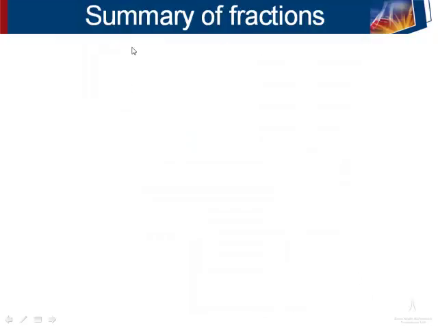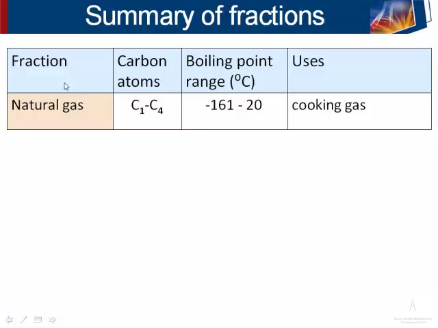We now present a summary of the fractions in the fractional distillation process. Starting at the top of the column, the natural gas, which is C1 to C4 carbon chain, and the boiling point range is minus 161 to 20 degrees Celsius. The use of this is in cooking gases.